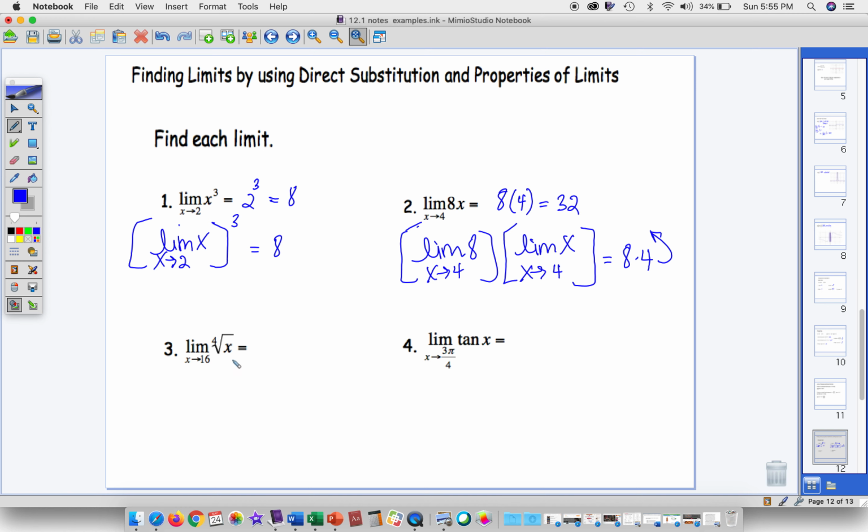Fourth root of x. Okay, do you remember what the fourth root looks like? A lot like root x. Okay, for 16, there's no issues there. It's continuous. The fourth root of 16 is 2.